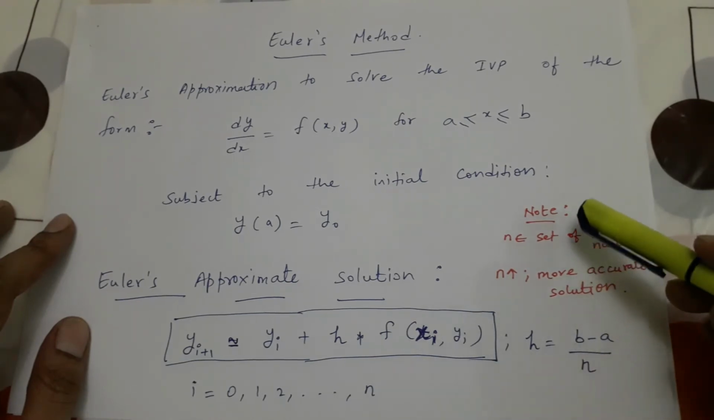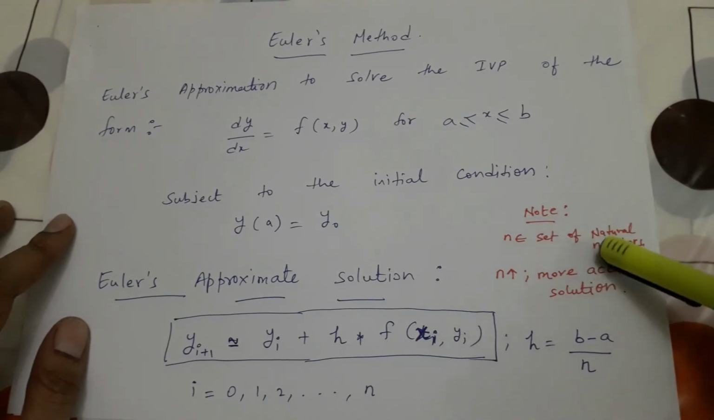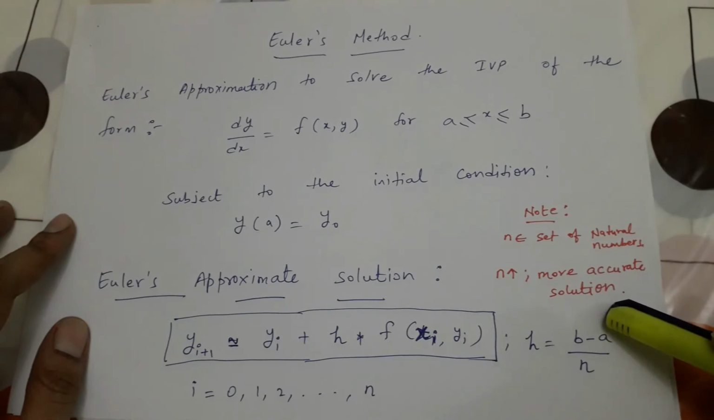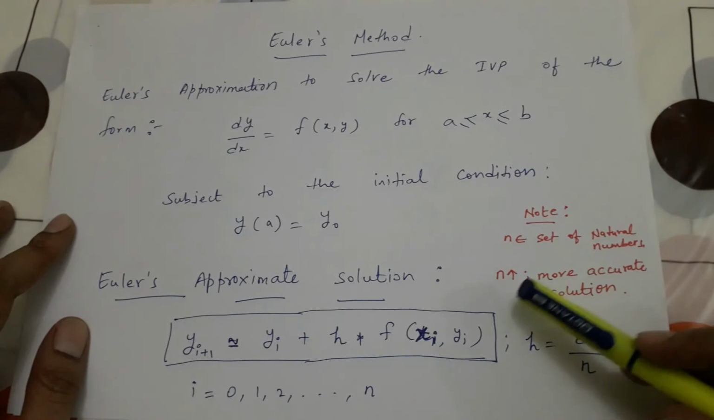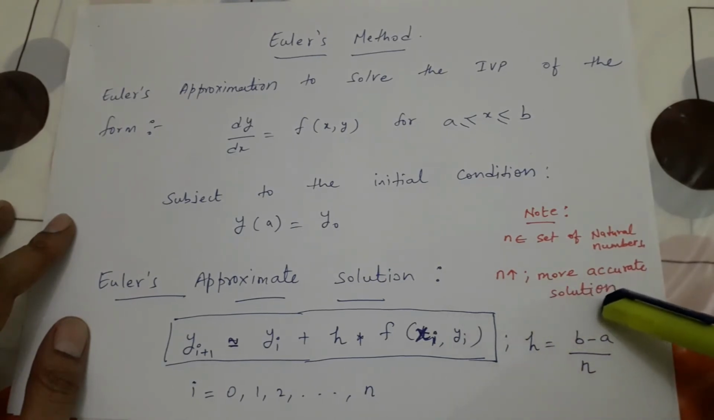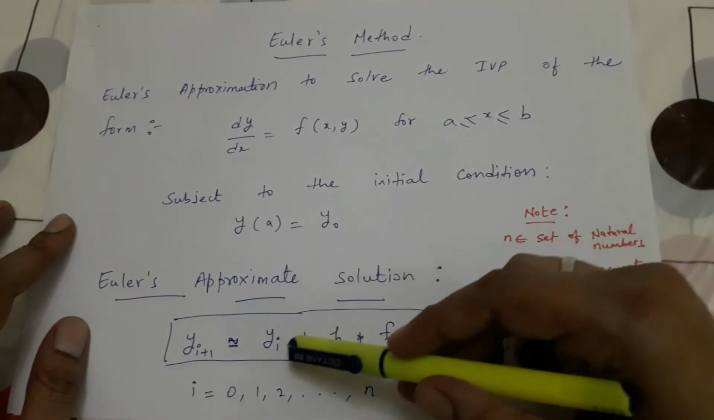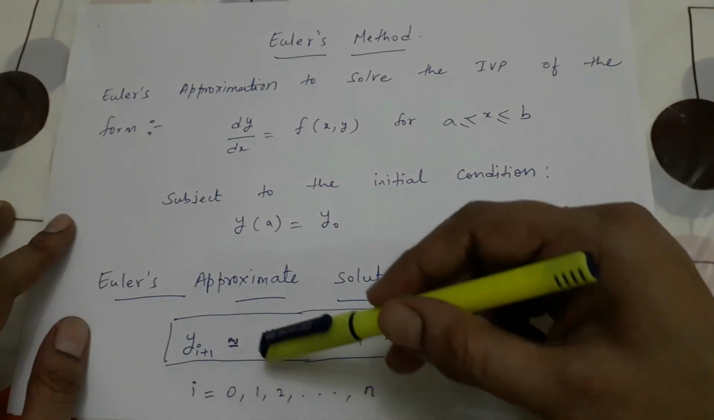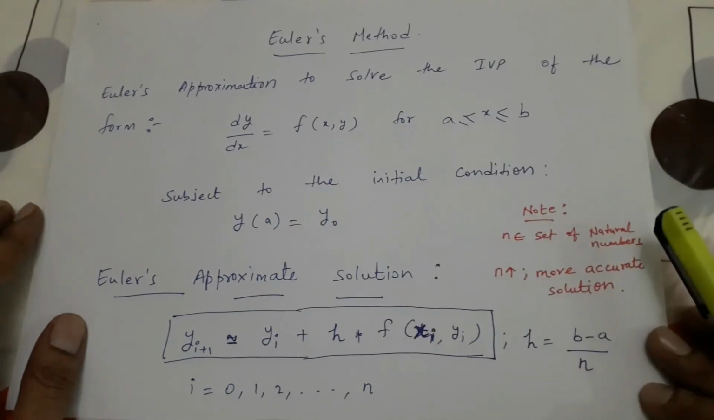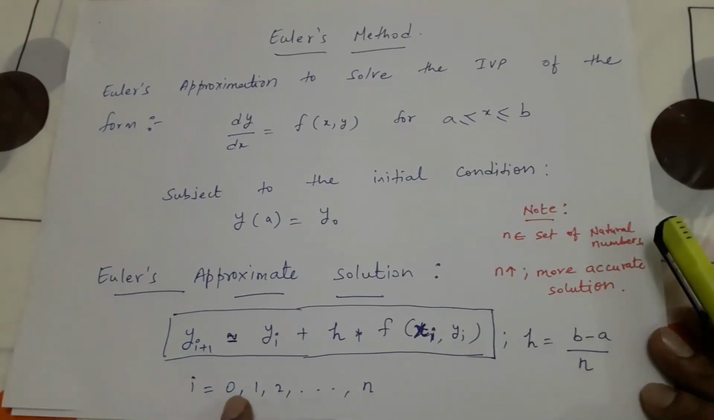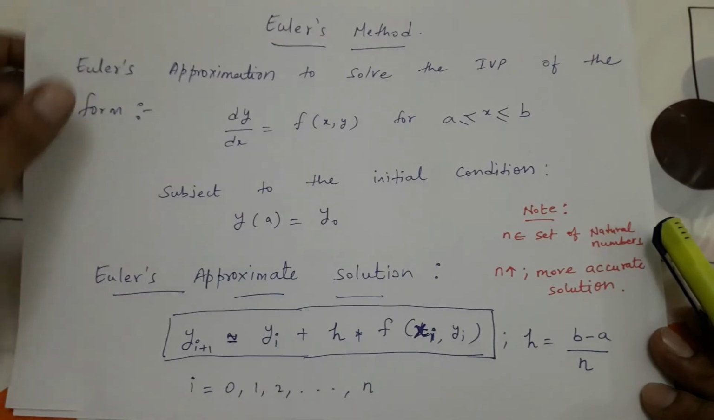Another note you should remember: n belongs to the set of natural numbers. It should be like 1, 2, 3, 4, 5, 6, 7, 8, 9, anything. The choice of n depends on you. Remember, higher the value of n, more accurate is your solution. And in this equation, i varies from 0, 1, 2 up to n.